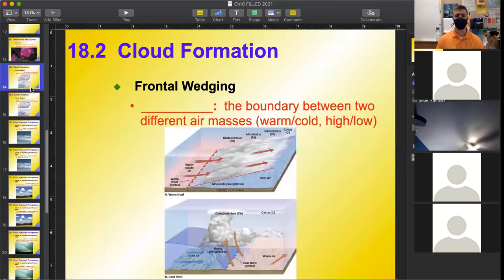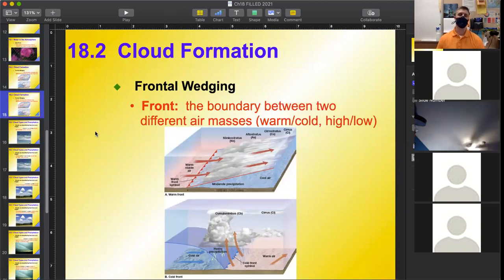All right, the next one. This is an important one. Front. So front is just kind of a general term for a boundary between air masses. With this one, we'll talk about warm and cold. You can also talk about front for differences in pressure systems, like high pressure system and low pressure. But I would star this one. It is an important one.